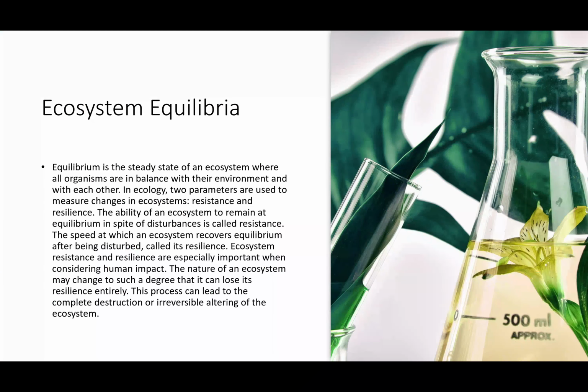And when we look at ecosystem equilibrium now, we're going to be looking at how best we can understand resilience and resistance. These are two parameters which ecologists use to look at the dynamics or the equilibrium of an ecosystem. So the ability of an ecosystem to remain at equilibrium despite disturbances is called resistance. So the definition is right there. The ability of an ecosystem to remain at equilibrium in spite of any disturbance is called resistance.